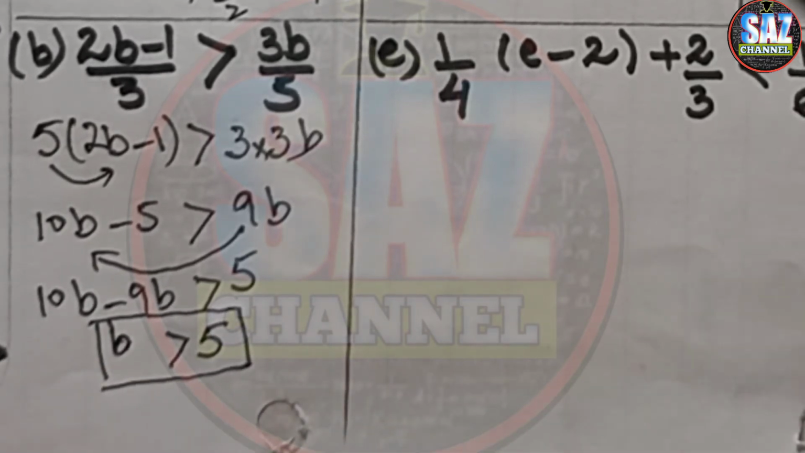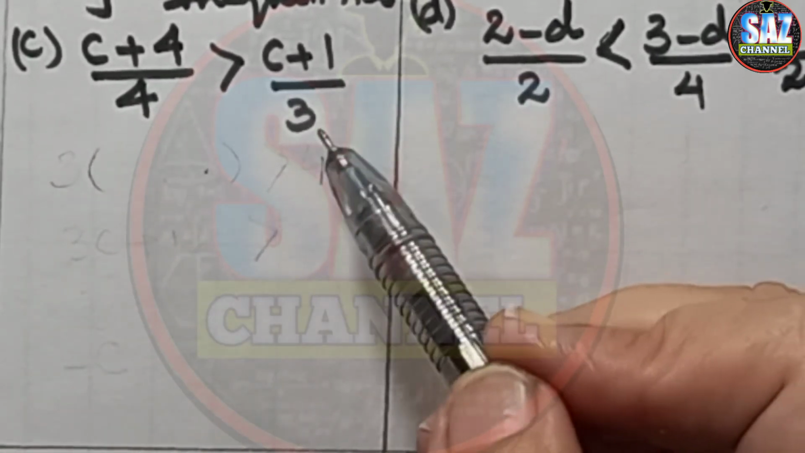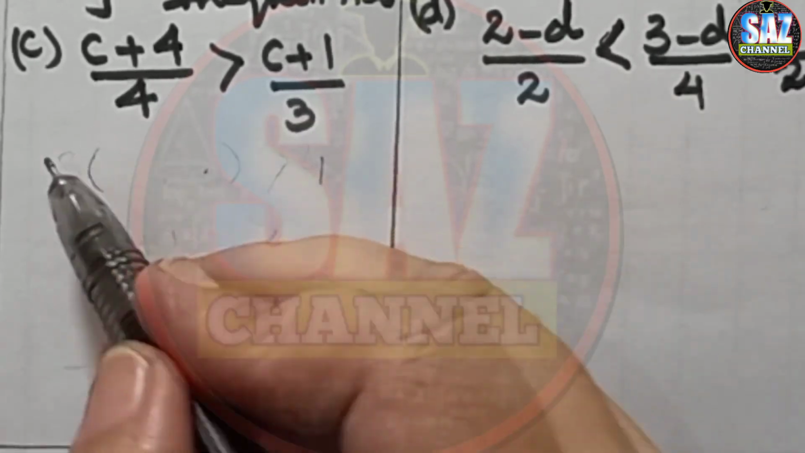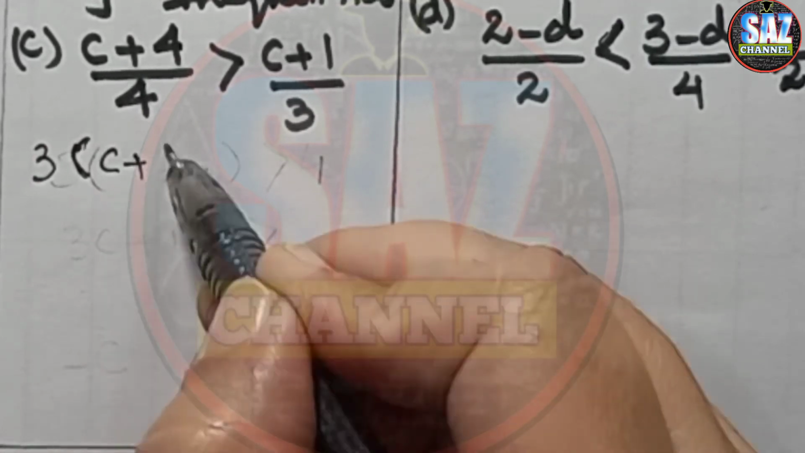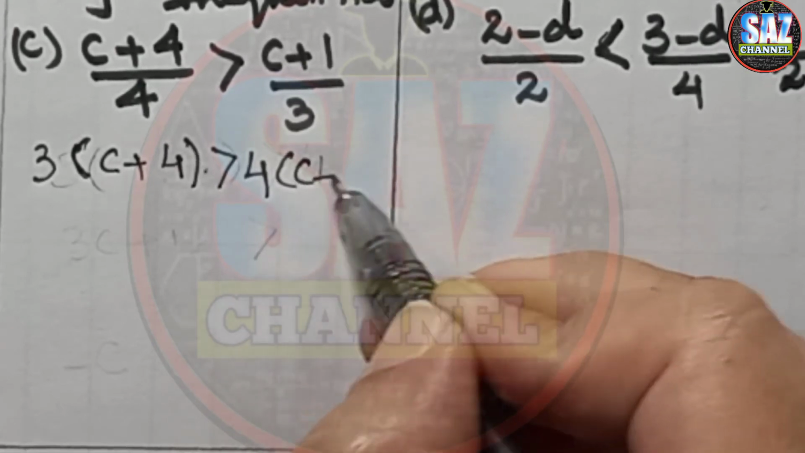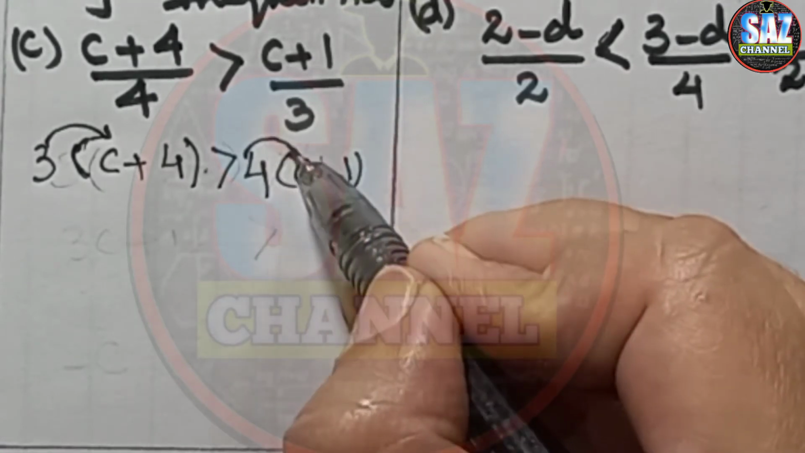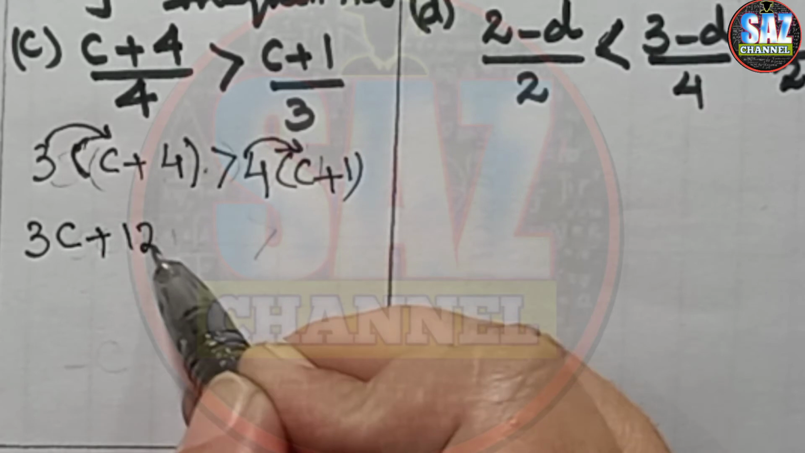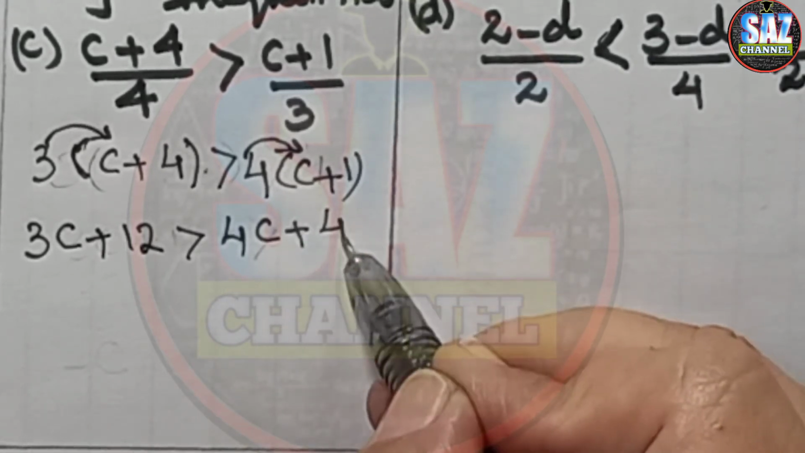Let's move to the next part, that is (c plus 4) upon 4 is greater than (c plus 1) upon 3. Again, both the sides are in fraction. Cross multiply this. 3 into (c plus 4) is greater than 4 into (c plus 1). Apply distributive property. 3c plus 12 is greater than 4c plus 4.